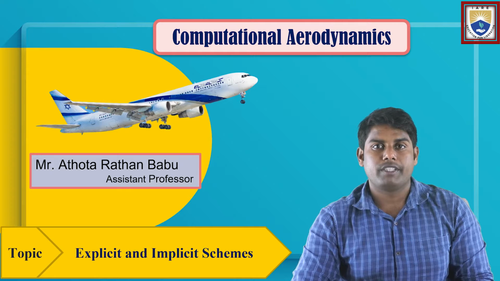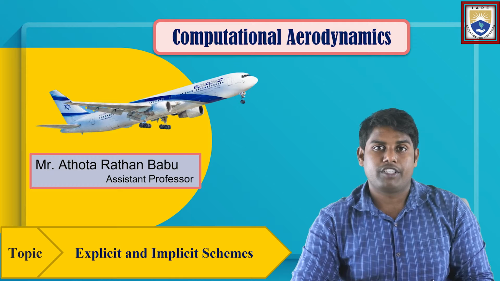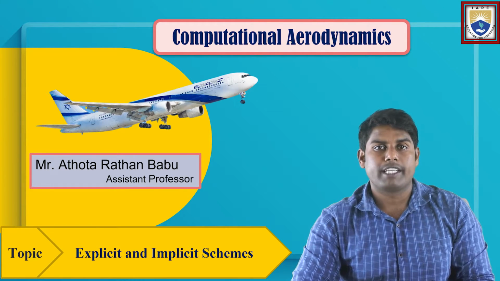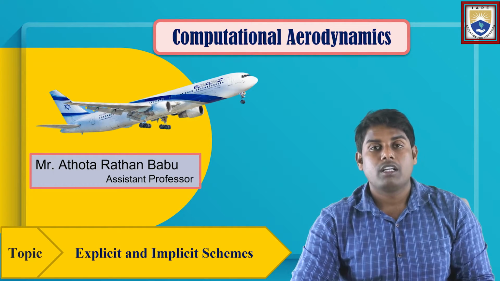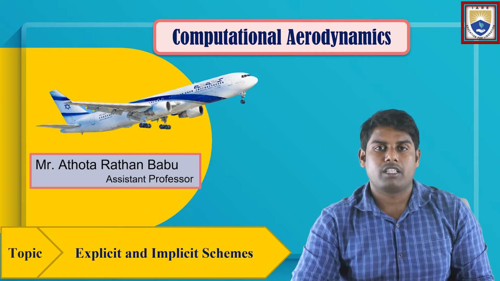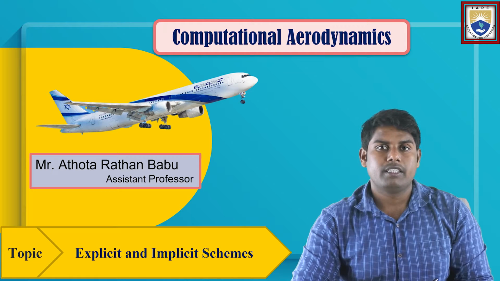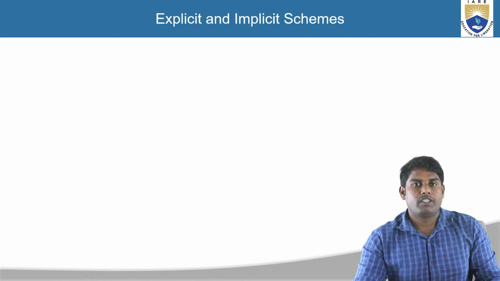And in today's topic, we'll be seeing the explicit and implicit schemes. What is the major difference between the explicit and implicit scheme, at what point of time will we be using the explicit scheme, and at what point of time will we be using the implicit scheme, we will learn. Moreover, we need to see which type of numerical scheme is stable, which is conditionally stable, and which is unconditionally stable. We need to evaluate these factors and use them for the fluid flow problem. So let's see what is explicit and what is implicit scheme.